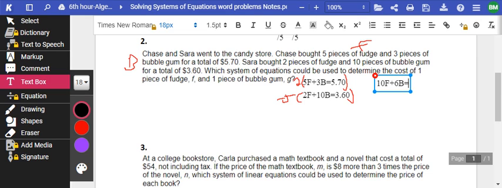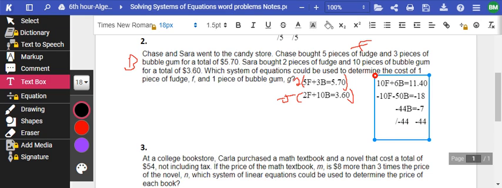equals $5.70 times 2 is $11.40. And then we're going to get negative 10F minus 50B equals negative 18. We add straight down. Those are eliminated, and I'm going to get negative 44B equals negative 7. I know it's weird because it's a big number, but we're going to divide by negative 44 on both sides.